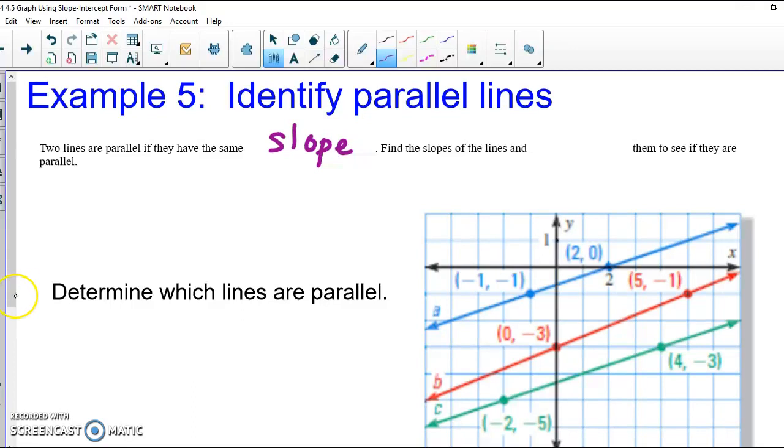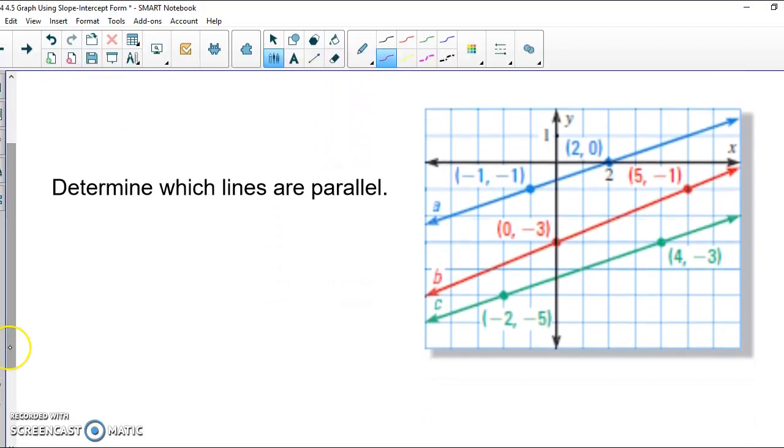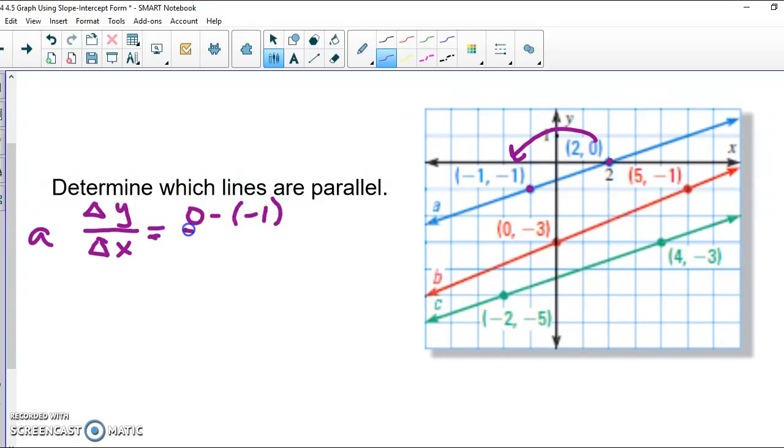So let's look at this example here. As I look at line A, I have 2 points here. I have the point -1, -1, and I have the point 2, 0. So for line A, I'm going to find the change in y over the change in x. So I'm going to subtract my y values, 0 minus -1. And now I will subtract my x values, which is 2 minus -1.